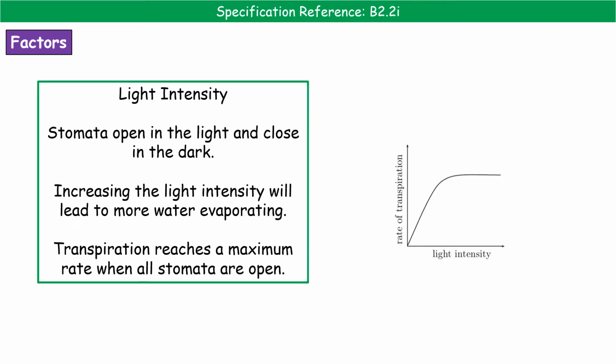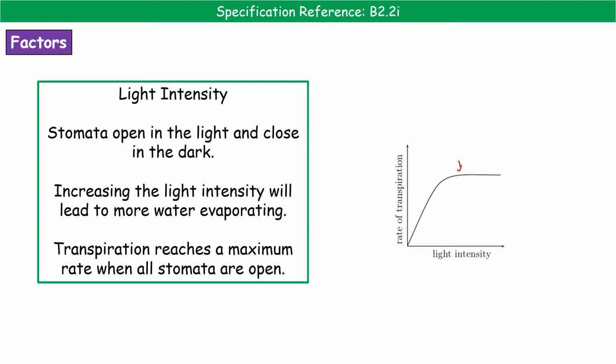Factor number 2 is going to be light intensity. What we find is when we expose our plants to light, the stomata will open. The stomata are obviously those little pores on the underside of the leaves controlled by our guard cells. But when the plant is in the dark, the stomata will be closed. So we see this pattern of increasing light intensity increasing the rate of transpiration, but we hit a point where it's going to level off. So we get this plateau on our graph.